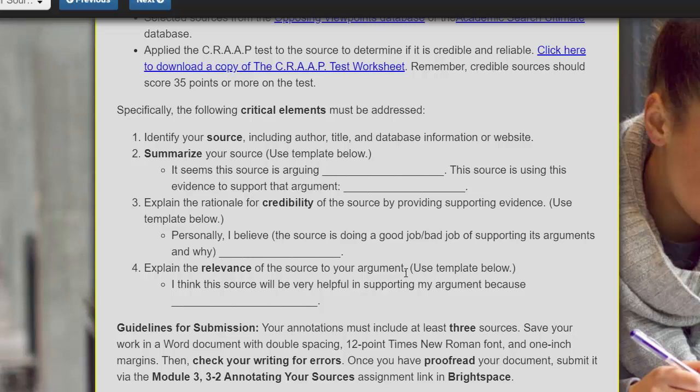So identify your sources. Summarize the source. It says, I think the source is arguing. You're basically telling us what is in the source. You should read through the article and then summarize it for us.